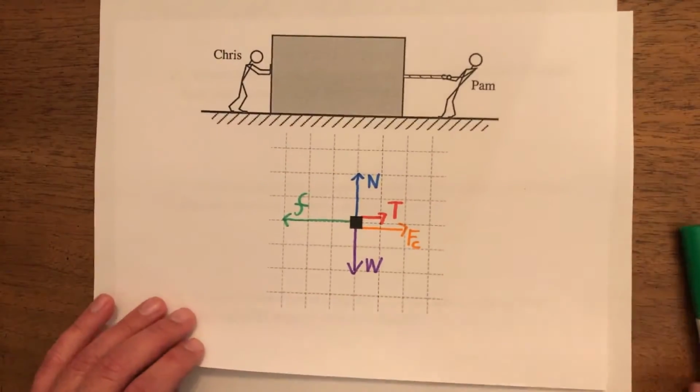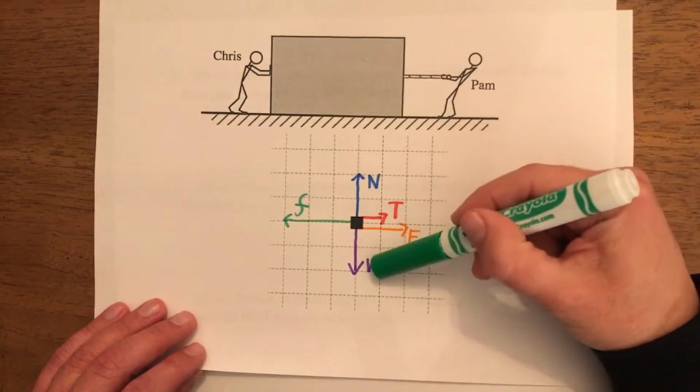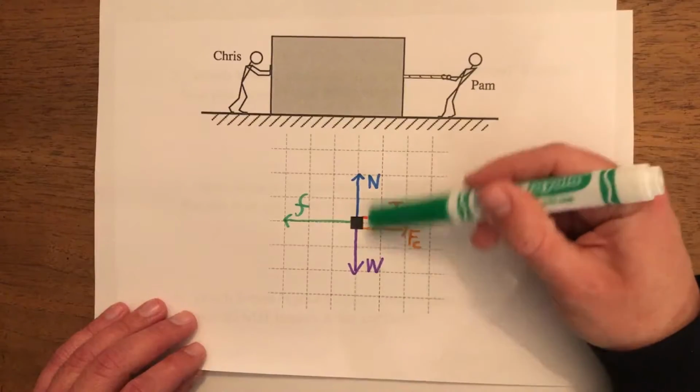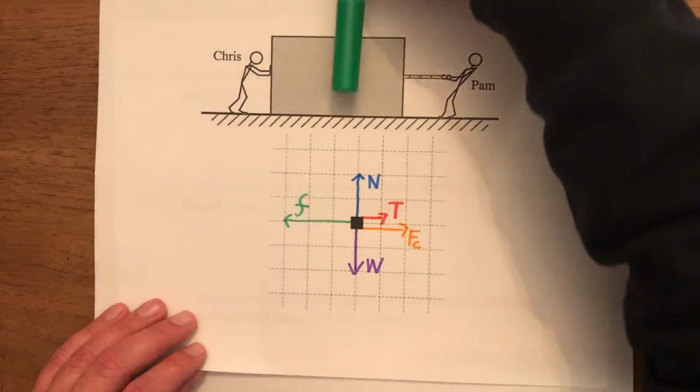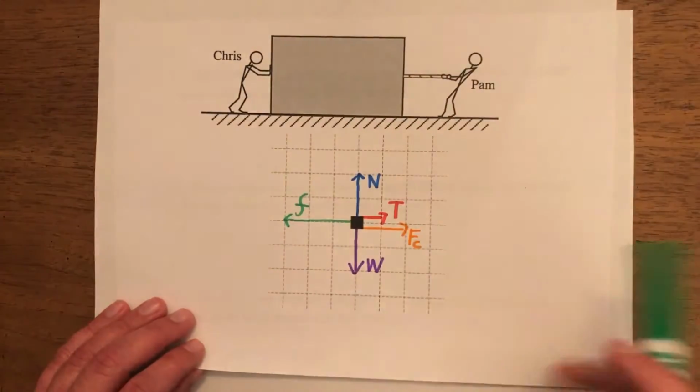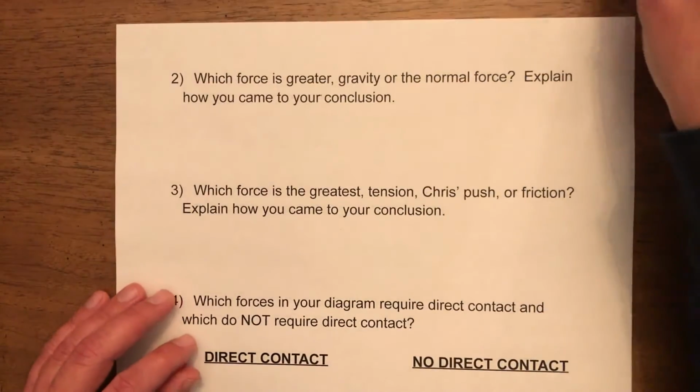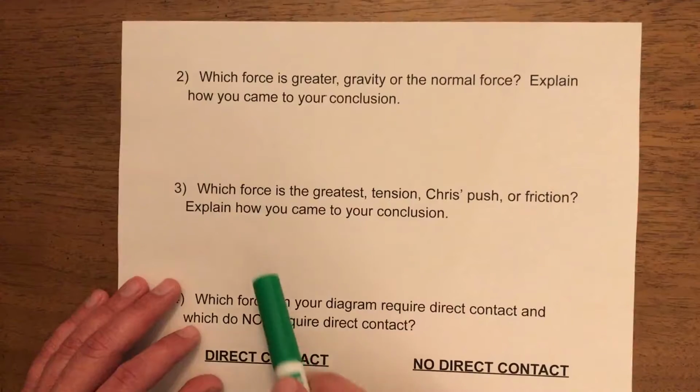Well, we've already answered this, right? We've said that the normal and gravity, or the weight I'm calling it here, have to be the same. And I came to that conclusion because it's not moving down or up. So no one's winning that war, and so they must be equal and opposite to each other.